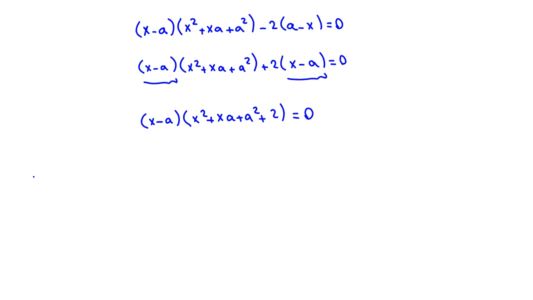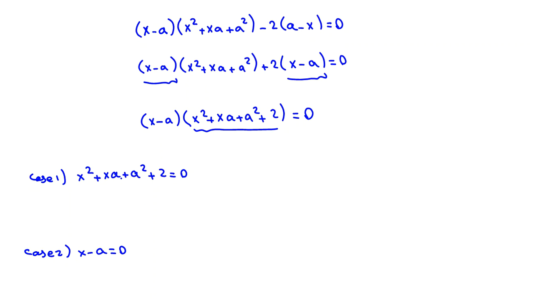Now we have two cases. Case 1: let's consider first that this part, x squared plus xa plus a squared plus 2, is 0. I want to reach a contradiction. It's impossible that it is 0. Case 2 is the first part, x minus a equals 0. For proving this, I want to prove the left-hand side is always positive. I want to apply this identity.